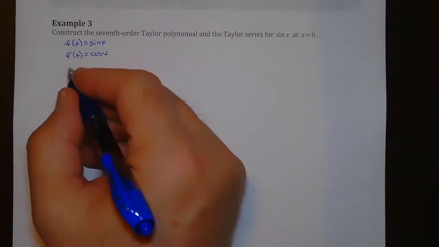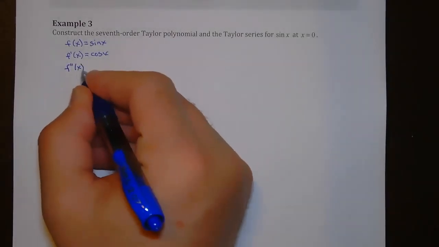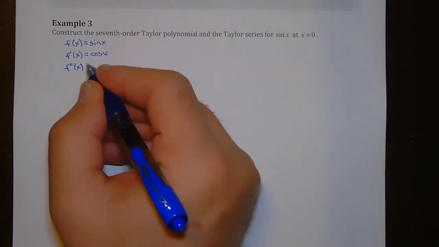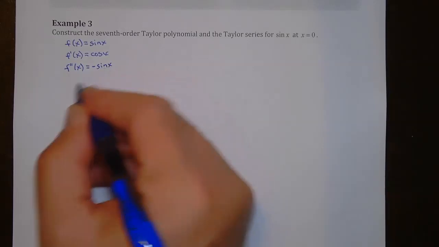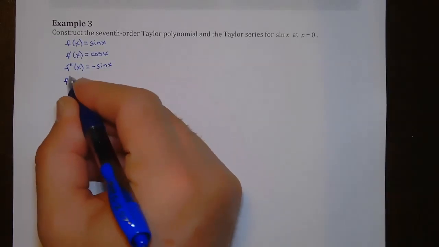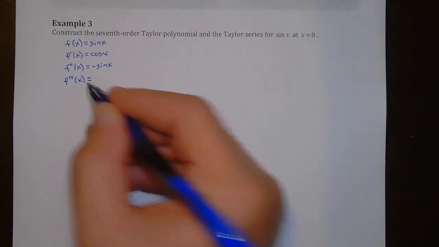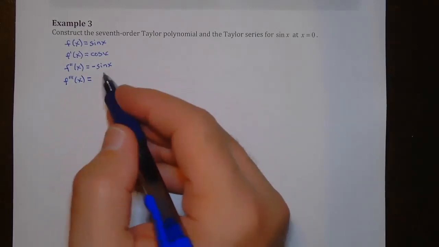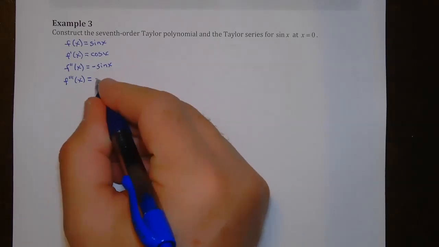All right. And then f double prime of x. So the derivative of cosine of x is negative sine x. And the third derivative at x would be the derivative of negative sine x, which would be negative cosine x.